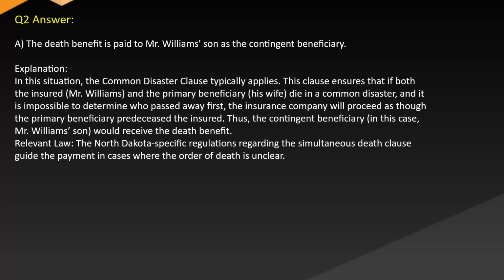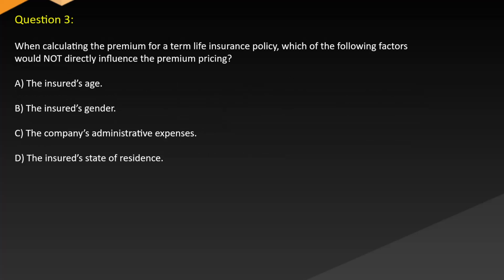Explanation: in this situation, the common disaster clause typically applies. This clause ensures that if both the insured, Mr. Williams, and the primary beneficiary, his wife, die in a common disaster and it is impossible to determine who passed away first, the insurance company will proceed as though the primary beneficiary predeceased the insured. Thus, the contingent beneficiary, in this case Mr. Williams' son, would receive the death benefit. Relevant law: the North Dakota specific regulations regarding the simultaneous death clause guide the payment in cases where the order of death is unclear.